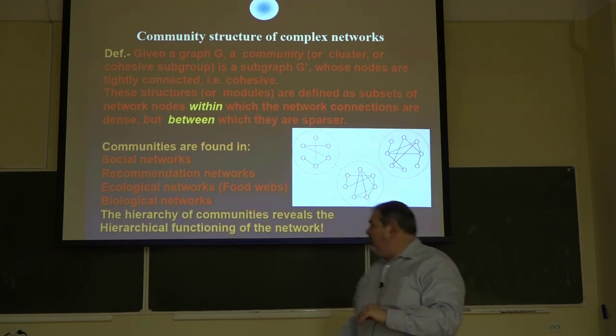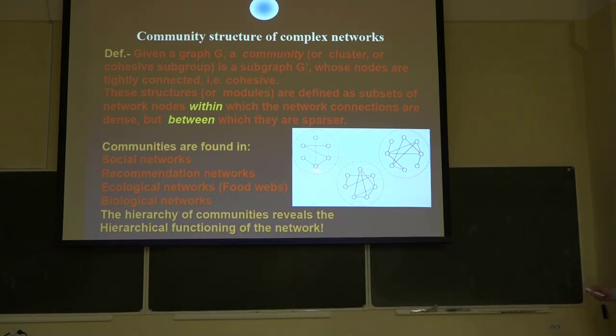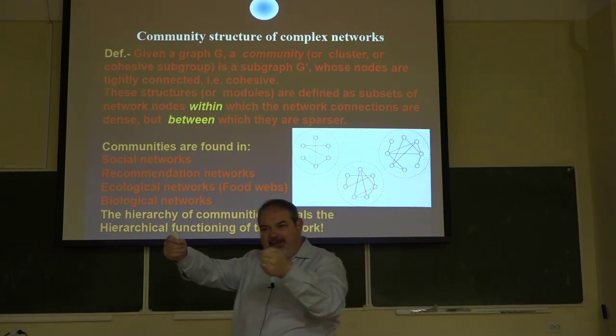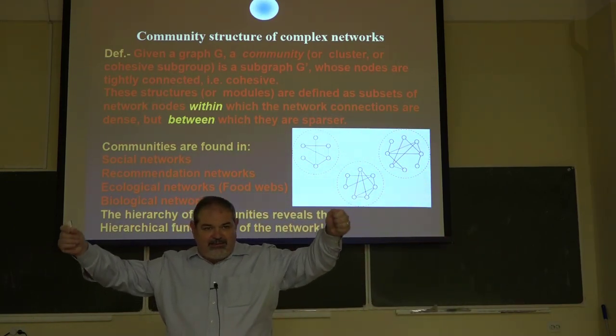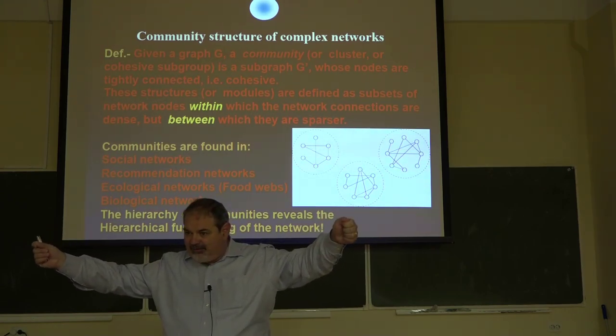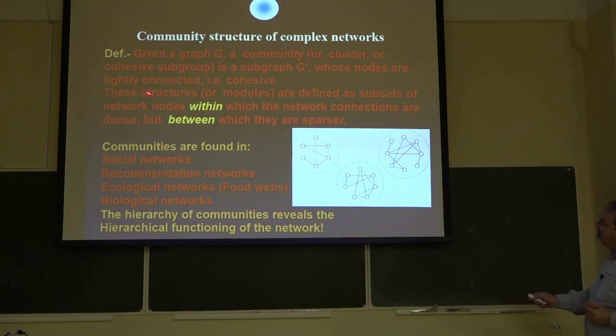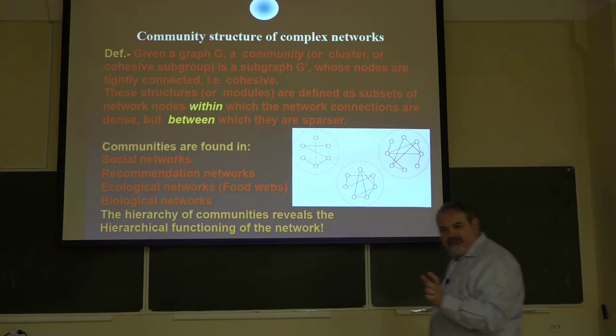So the big group of links are within communities. They are connecting members of the same community. And only a very small number of links exist in between the two communities. So we say that this structure is a subset of nodes, 1, 2, 3, within which connections are dense, there are many connections, but between which they are sparse. Okay?